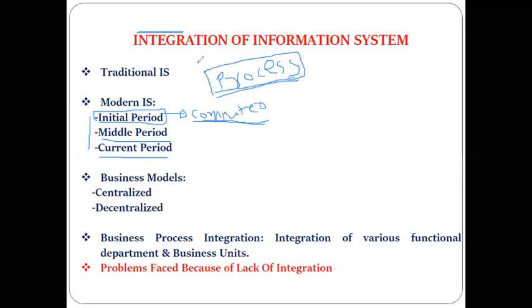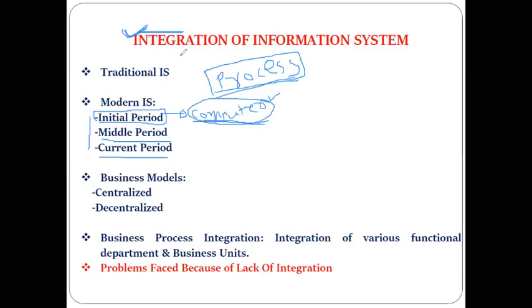In the initial period, computerized information systems were there, but they did not have the capability of integration. Because computers were invented first and then the modern information system came into the picture. When the computer was invented, was the network invented at the same time? Was the internet invented at the same time? That is my question. And that is the reason the initial modern information systems lacked the capability of integration.